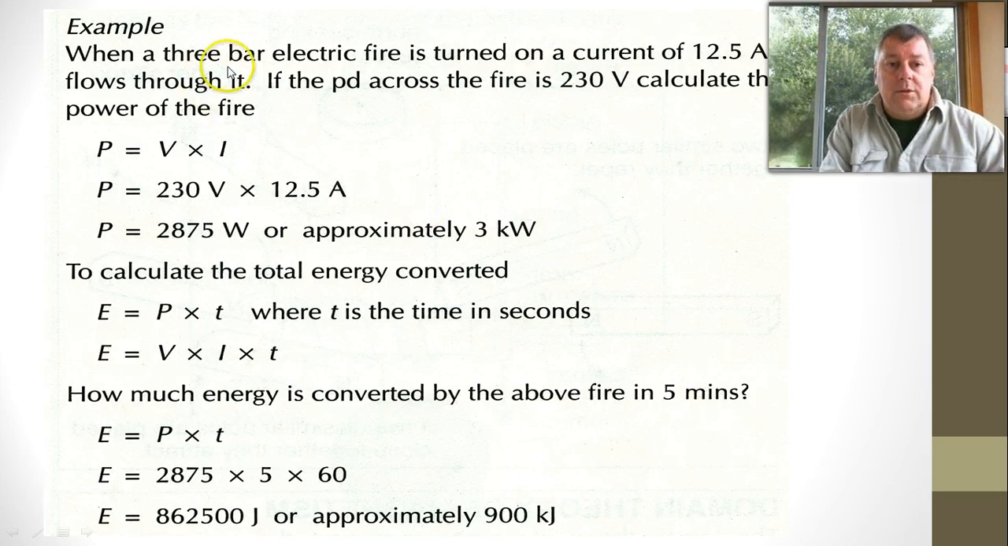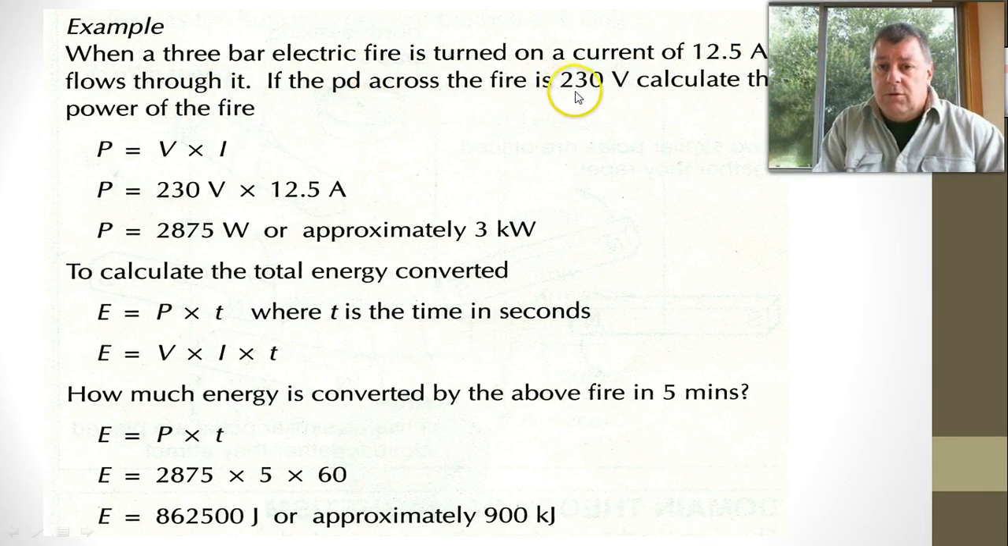So another example is a 3-bar electric heater. It's turned on, and a current of 12.5 amps goes through it. The potential difference, so it's running at 230 volts. Calculate the power of the electric heater, and so V times I gives you 2,875 watts. They've approximated it up to 3 kilowatts.